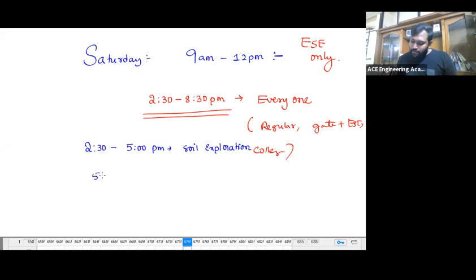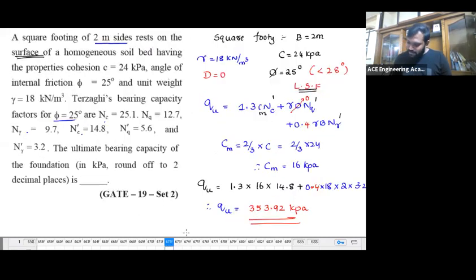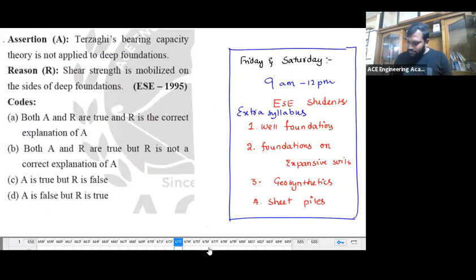And from 5:30 to 8:30, previous year's questions of GATE 2021 and GATE 2020. So with that, comfortably and convincingly, we can complete geotechnical engineering. So this is my plan. It's fine, right? I think it's fine for you.